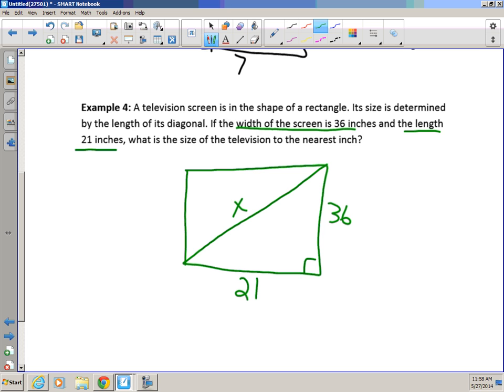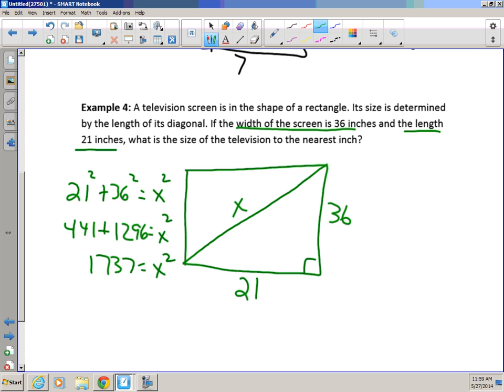Well, you should know that the diagonal forms two right triangles because you have four right angles. So 21 squared plus 36 squared equals x squared. 441 plus 1296 is x squared. 1937 is x squared. So x is a 42-inch TV. Okay? So again, what we did today is we used the Pythagorean theorem to solve word problems.